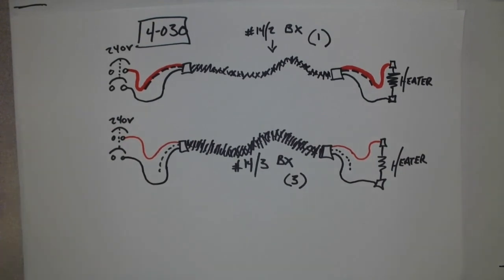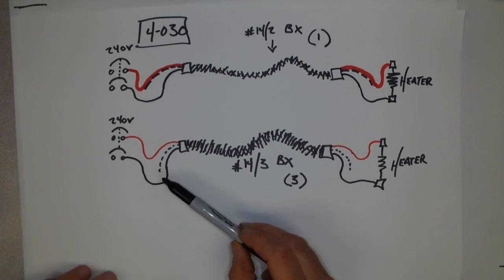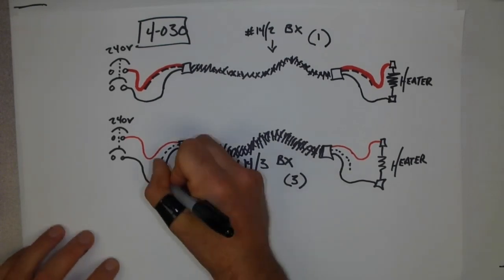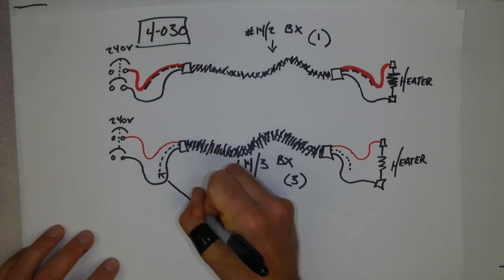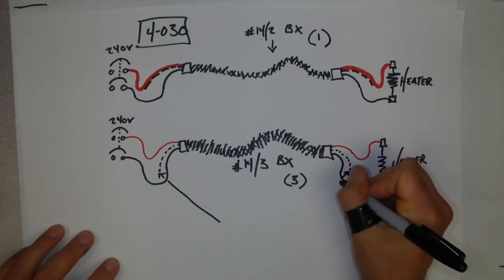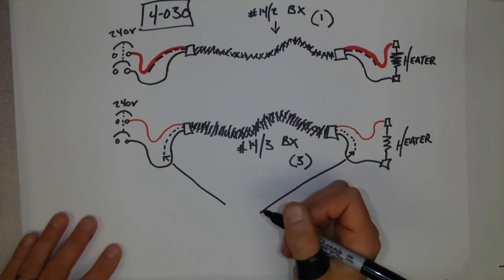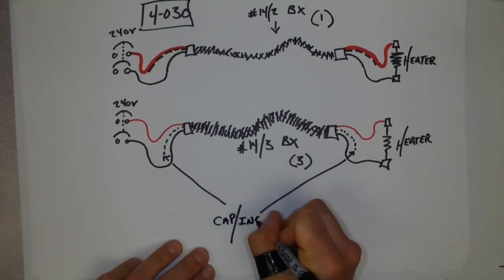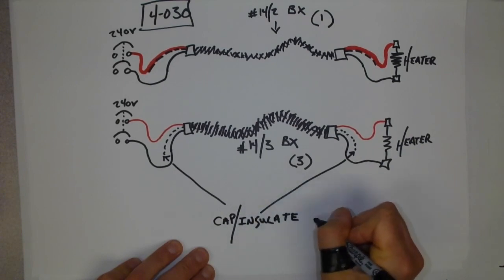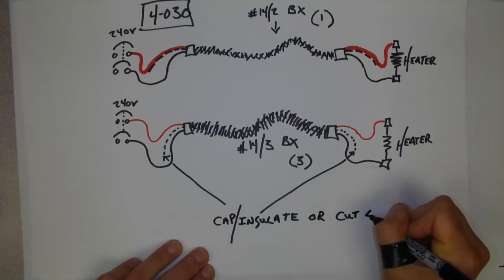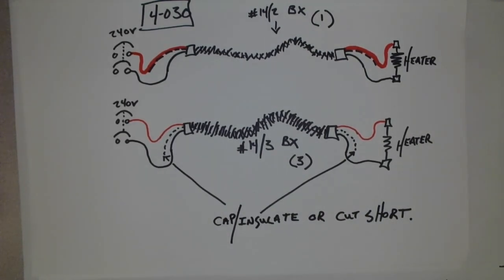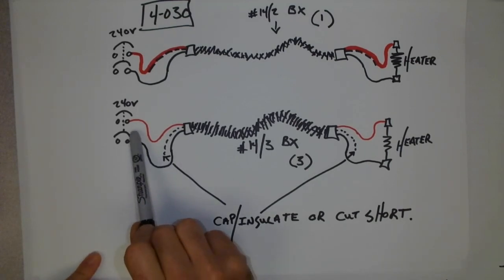And so what does the rule state? The rule states, instead of just sort of leaving it there, what we want to do is cap it or cut it off short. So we would have to cap it or cut it off short. And usually what happens? Well, usually we cap it, right? So cap, insulate, or cut short. And the reason that we're doing this is to prevent inadvertent connection of this circuit conductor to something in the panel board.